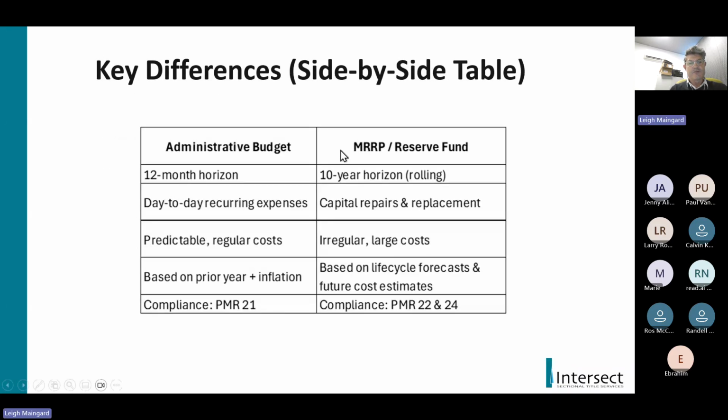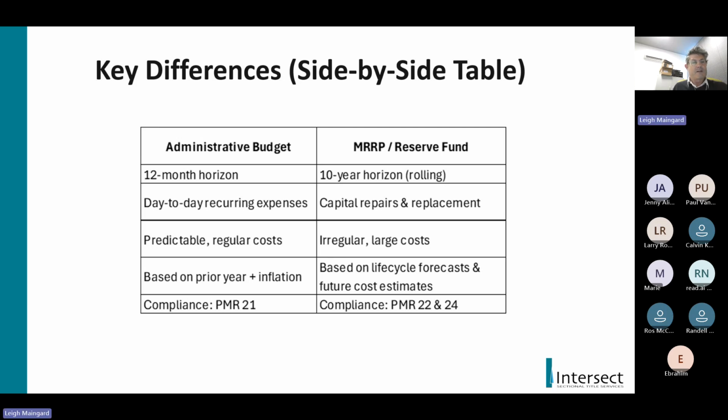Key differences, just really a comparative: the admin budget is a 12-month horizon, so you're only looking 12 months down the line, while your 10-year maintenance plan, your reserve fund, is a 10-year rolling plan. And it's important to remember that it's a rolling plan. So every single year that plan needs to be redone.